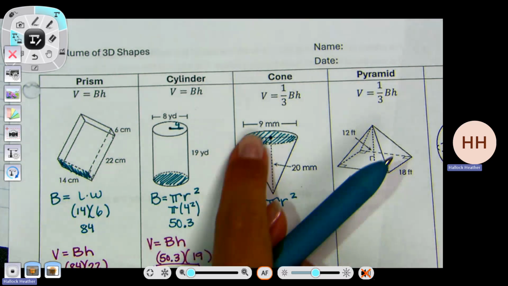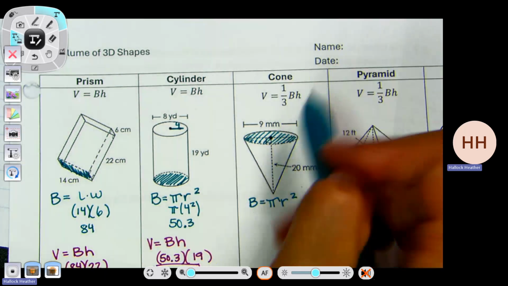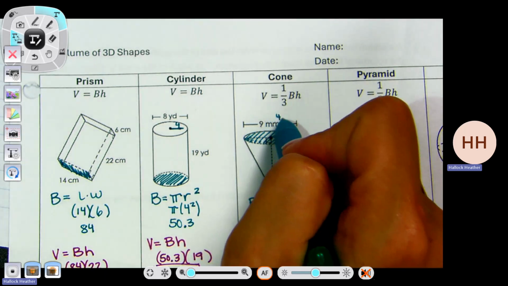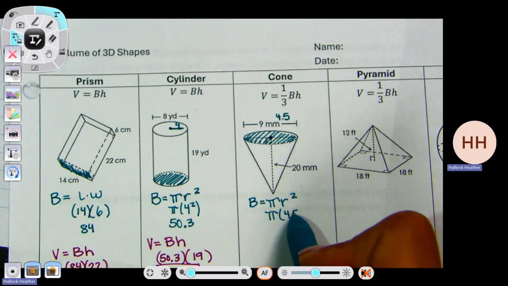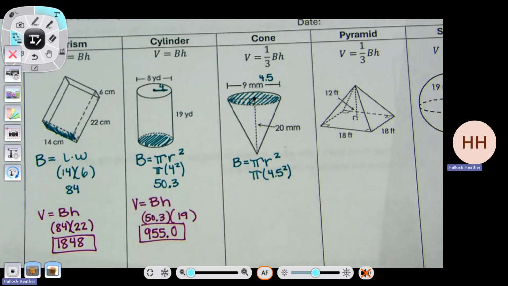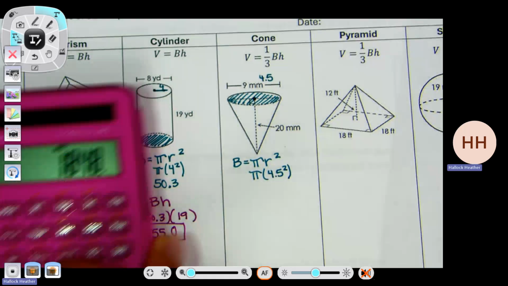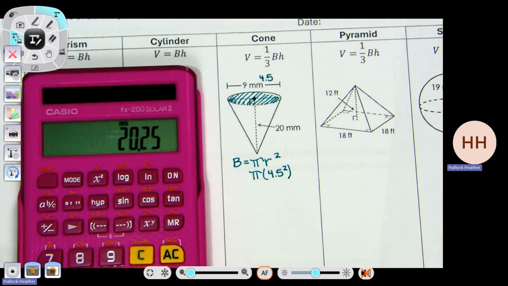So looking at the circle, is my radius 9? No. Now, what's it going to be? 4.5. So we have pi times 4.5 to the power of 2. Take a second, do your exponents first, just like we did on Friday. Remember, you don't really want to round that. You want to keep it in your calculator. You're going to multiply by pi.